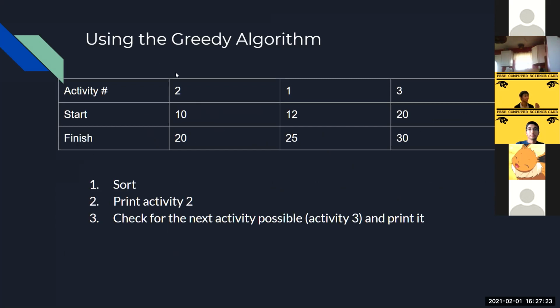So here, activity 2 finishes at 20, but the next activity starts at 12. So we can't do activity 1 afterwards. So we would have to go on to activity 3. And this is one of the pieces of the problem, and we're just coming up with the solution for it. We're not exactly looking at all the numbers at once. We're just looking at it piece by piece. And that's kind of what the concept of the greedy algorithm is.